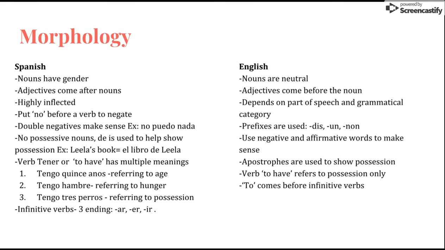So in Spanish, nouns have gender, adjectives come after nouns, and the language is highly inflected. You can put no before a verb to negate it. Double negatives make sense in Spanish where they don't make sense in English. There are no possessive nouns. The word de is used to help show possession. For example, Lila's book would be el libro de Lila.